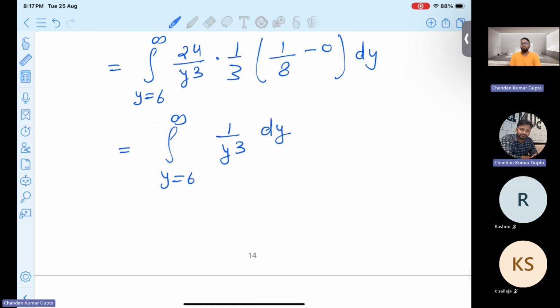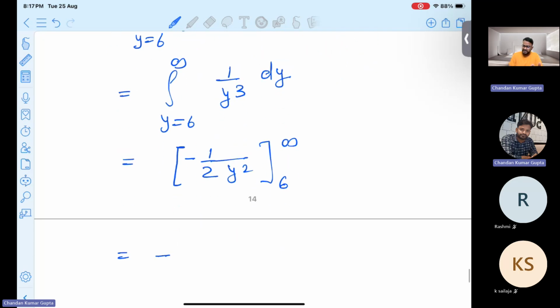Now again, y cube can be written as y to the power minus 3, and then it can be written as something like that. It's minus of 1 by 2 y square. We can write like this, and its integral will be from 6 to infinity. Now you can put the value of infinity at y, then you will find out 0. So it's minus 1 by infinity comes out to be 0, and then minus comes out to be plus 1 upon 2 into 6 square.